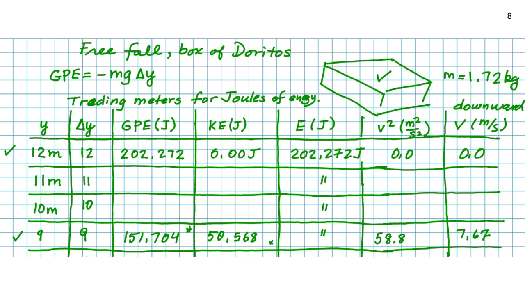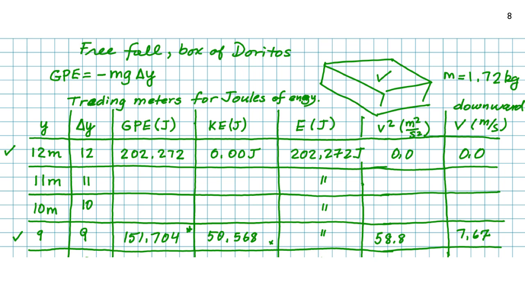So let me get my cursor over here. Here's the V squared column, and here's the V column. And I set it up for a box of Doritos, mass 1.72 kilograms. I looked it up on the internet, and that's the actual mass of a big master box of Doritos. And then I just dropped it from 12 meters. My table goes meter for meter. Now you could do a table every 2 meters if you want, or every 10 centimeters, whatever your delta Y is that you want to use from table row to table row.